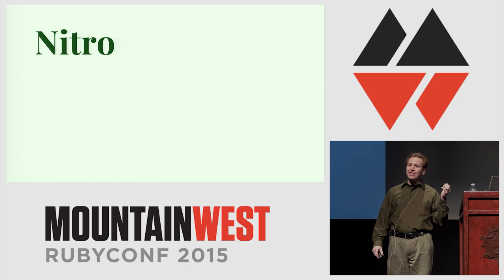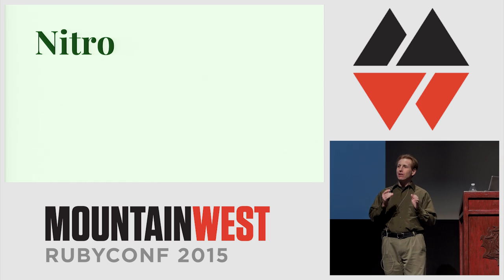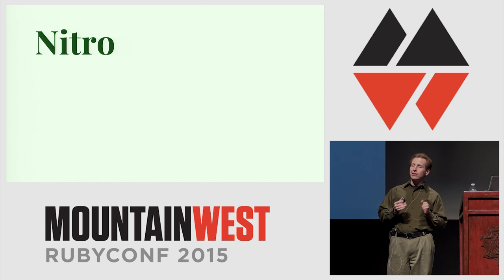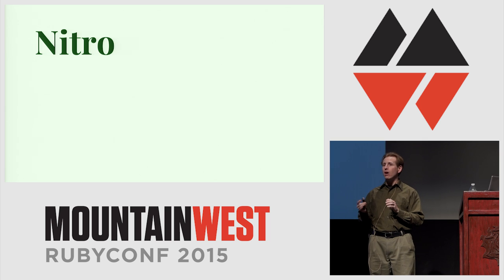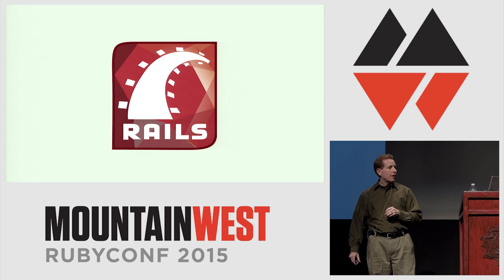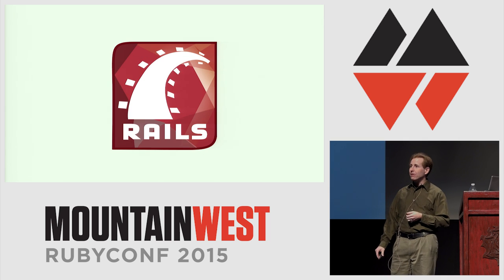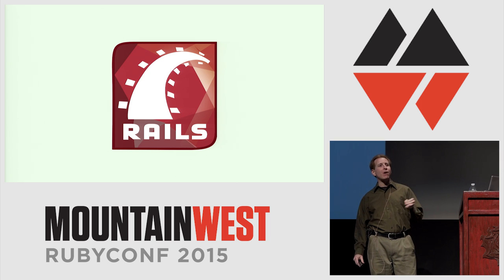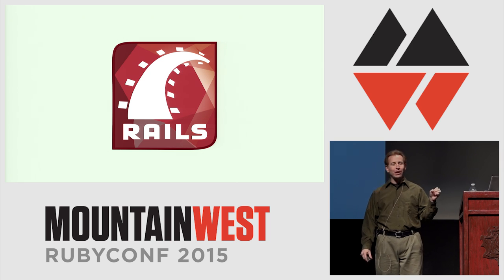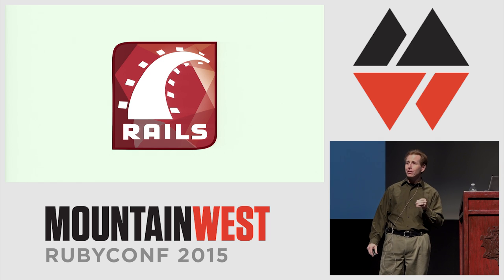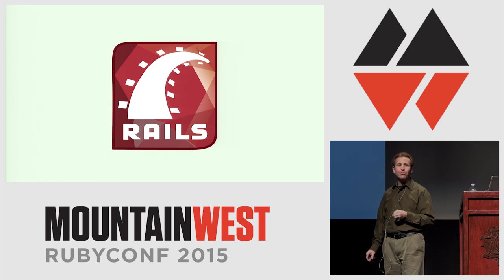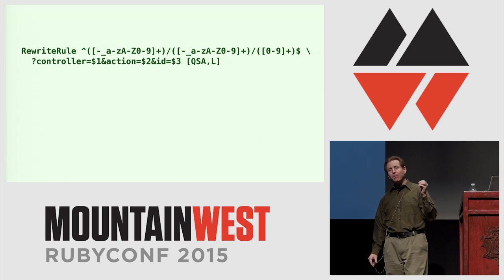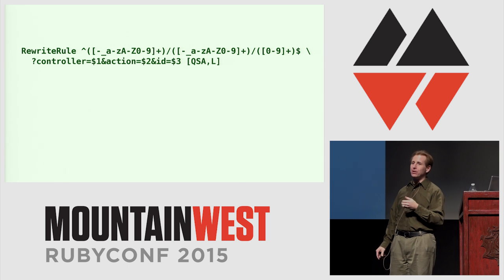Now at the time, Nitro used static routing, where the first segment in the request path specified a render class, and the second segment was a method to call on that render class. Another choice was Rails, which at the time was at version 0.8.5. Back then, Rails did not even perform routing itself. You could use Rails to generate pretty URLs, but Rails could not actually route URLs itself. If you wanted to use Rails with Apache, you had to use rewrite rules in Apache.